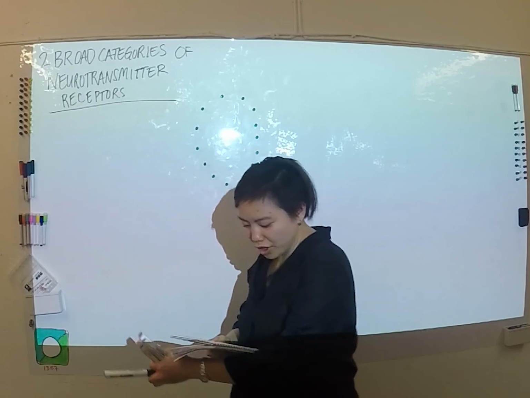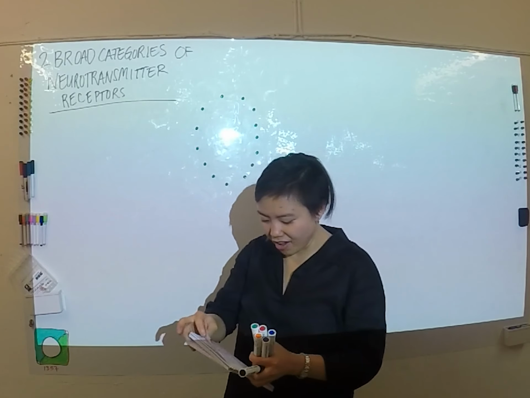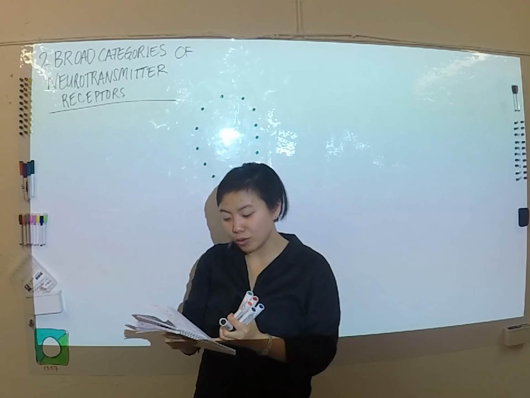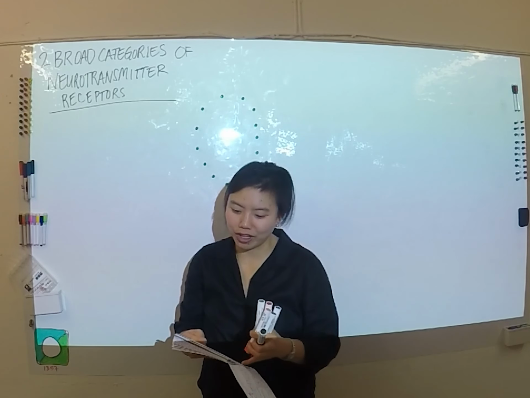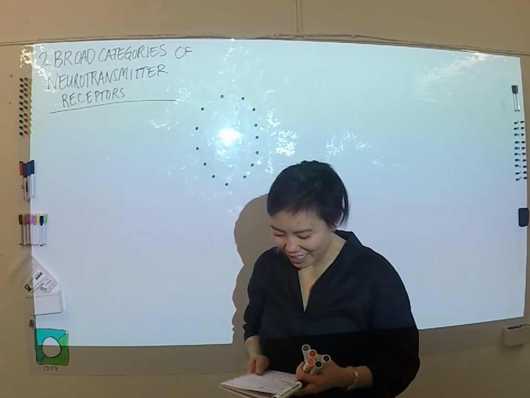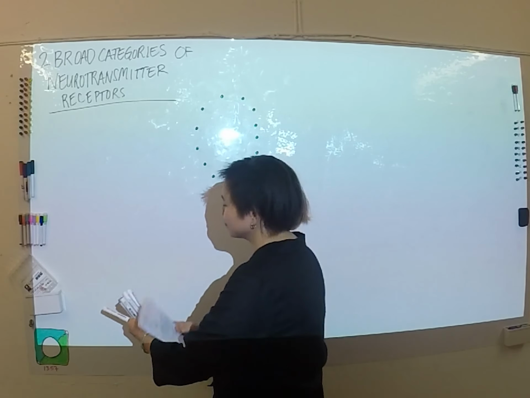Okay, so what are these two categories? They are ionotropic, which we've already mentioned once, and metabotropic. Okay, so let's define these.